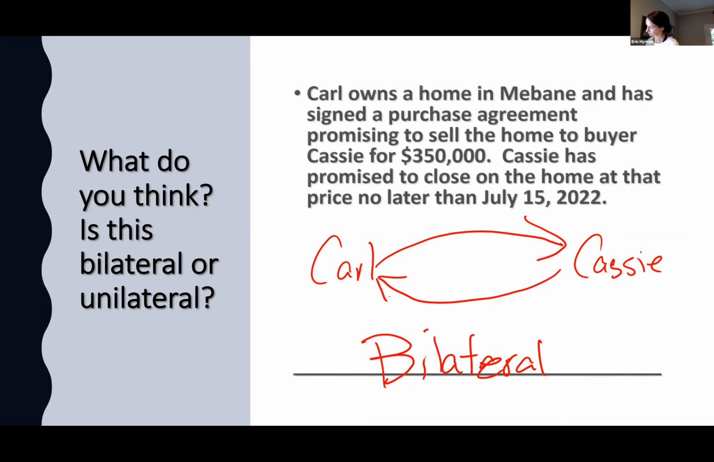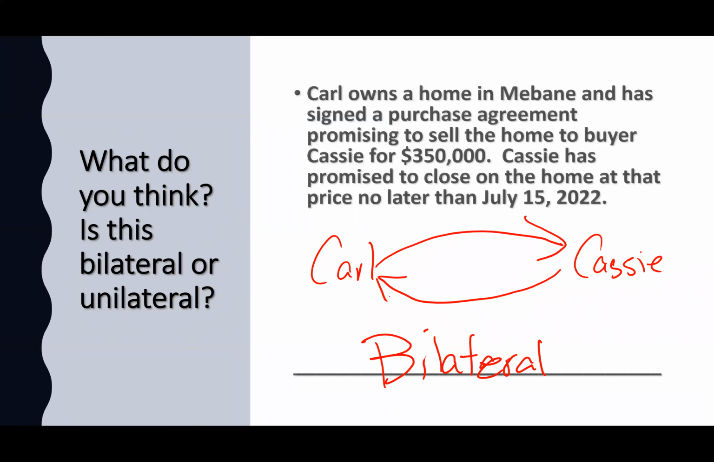Yes. And here's what's also important to understand about that bilateral agreement. Either one of them has the right to sue if the promises are broken. If Cassie doesn't show up for closing, can Carl sue her?